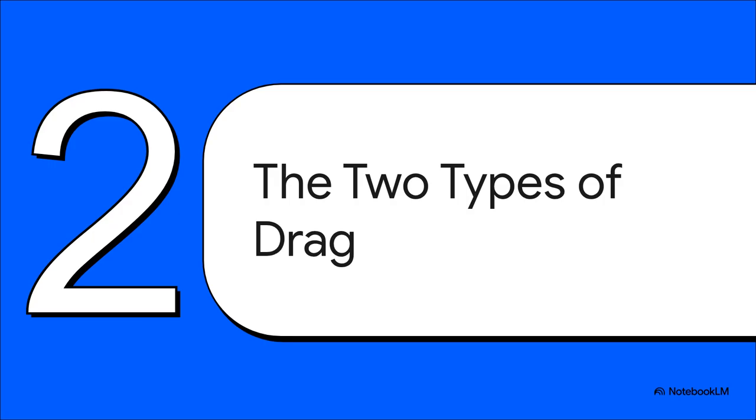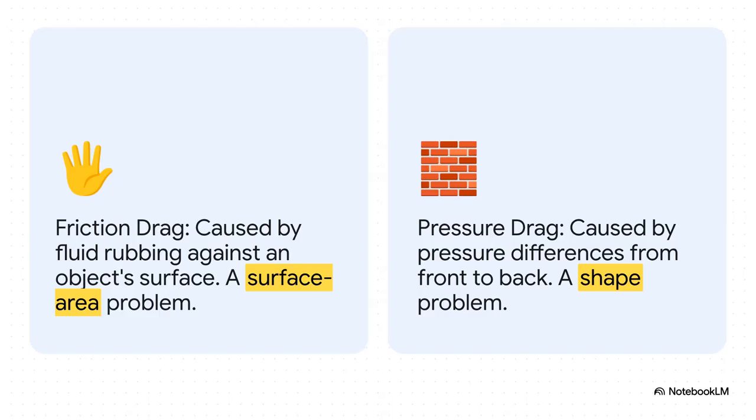It's that simple. Okay, but here's where it gets really interesting. Drag isn't just one single thing. Nope. It's actually a team effort, a combination of two totally different kinds of resistance. And if you want to know how to beat drag, you got to know who you're up against. So you've got two kinds. First, there's friction drag. Just think of it like friction. It's the air itself literally rubbing and dragging along the object's skin. The more skin, the more friction drag.